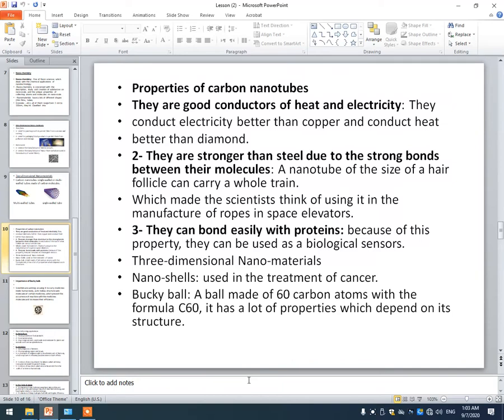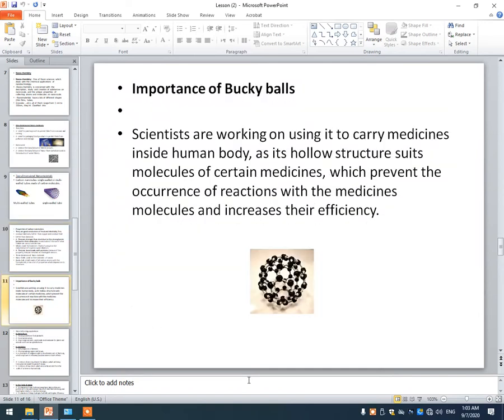Number three, or the third type of the nanomaterials, which are three-dimensional nanosubstances, like nanoshell, which is used in cancer treatment, and buckyball, which consists of 60 carbon atoms with the formula C60. What is the importance of buckyball? Scientists are working on using it to carry medicine inside the human body, as its hollow structure suits the molecule to a certain medicine, which prevents a reaction between the medicine and the molecule.